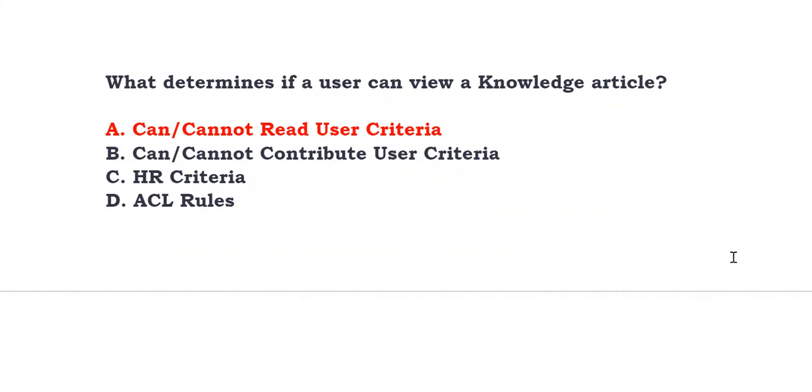Moving to our next question. What determines if a user can view a knowledge article? Option A, cannot read user criteria. Option B, can or cannot contribute to user criteria. Option C, HR criteria. Option D, ACL rules. Correct answer is option A.